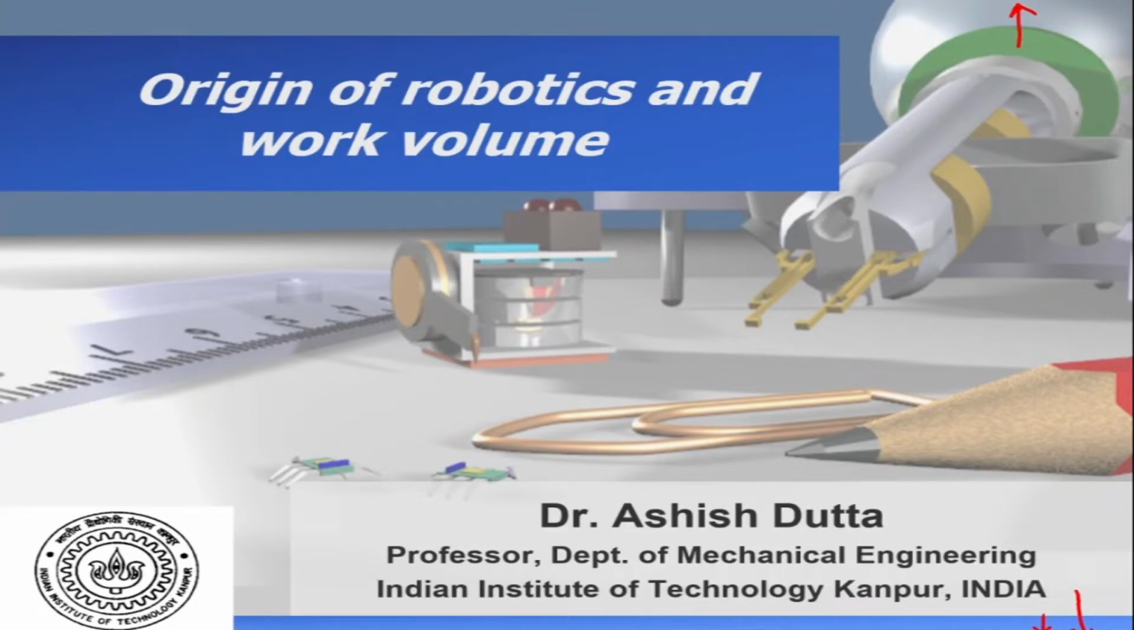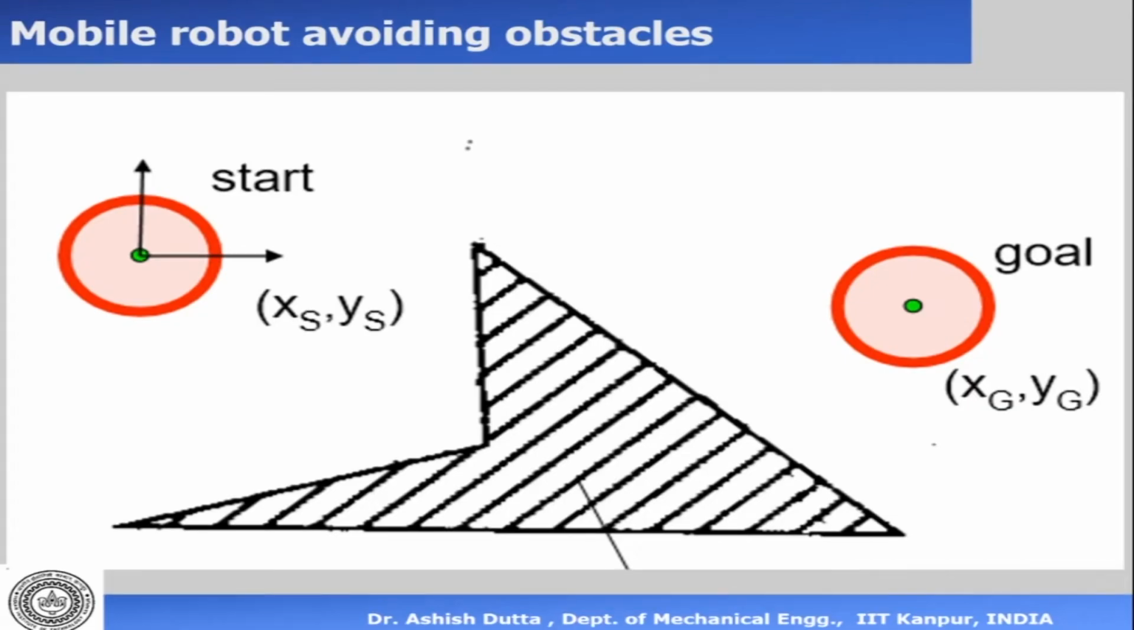In the last class, very briefly, we talked about a mobile robot avoiding obstacles and going from a start point to a goal point. This is the very basic concept of robot motion and path planning. We have a start point and a goal point, and this is a circular robot to make life simple. There is an obstacle here. The fundamental of path planning is to find a path that will take us from this point to this point without hitting the obstacle.